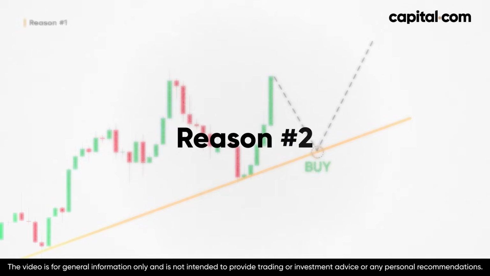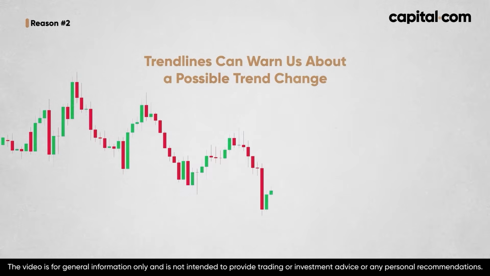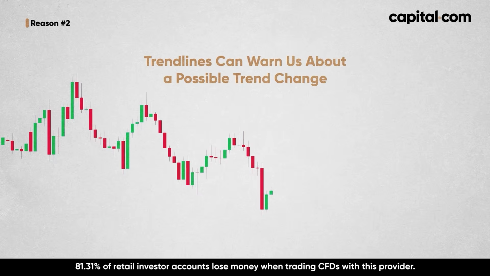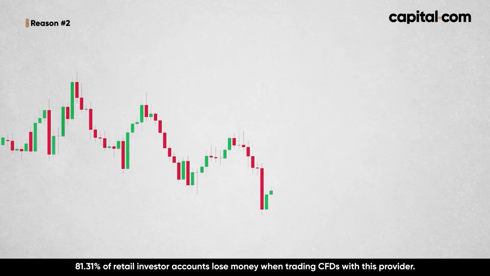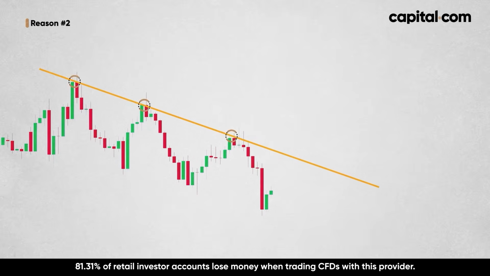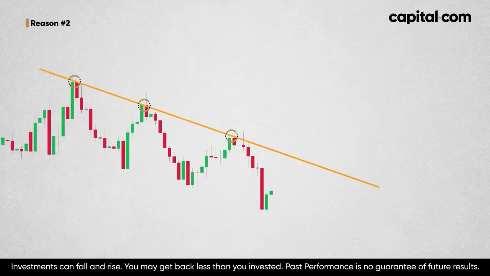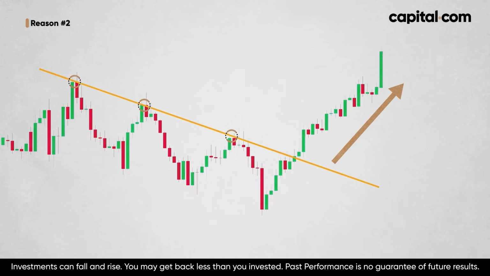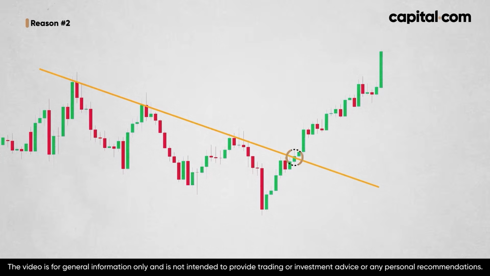The second reason is, trend lines can warn us about a possible trend change. Trend lines can also help us spot when a trend may be changing. For example, in this chart, we draw a trend line by connecting the swing highs, which shows that the market is in a downtrend. But when the price breaks above the trend line, it can be an early sign that the downtrend is losing strength. Sometimes this break leads to a full trend change from a downtrend to an uptrend.